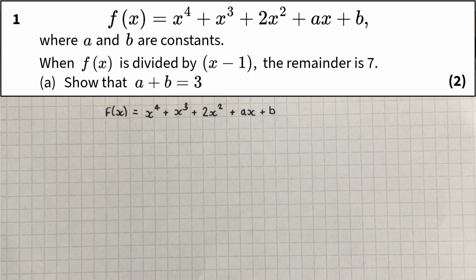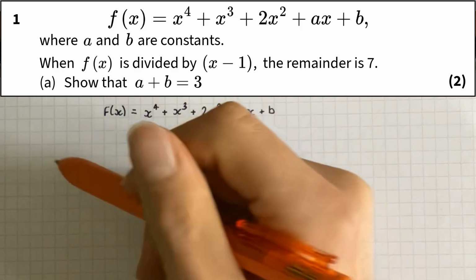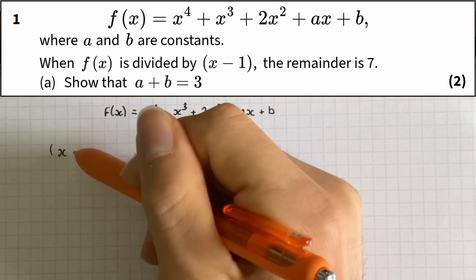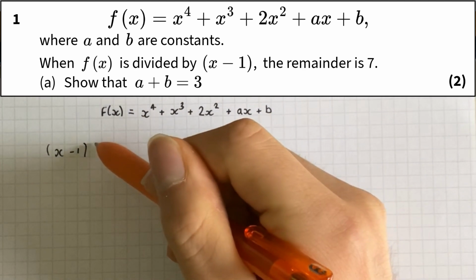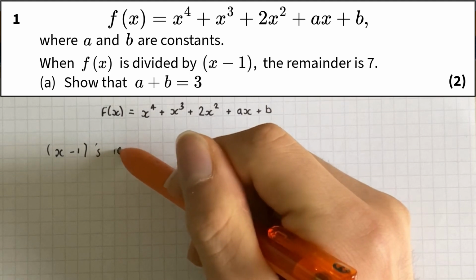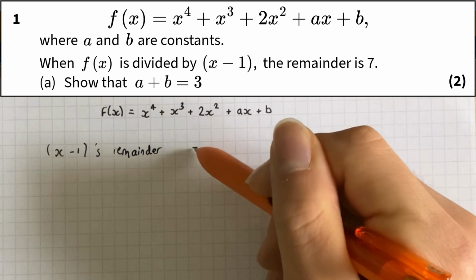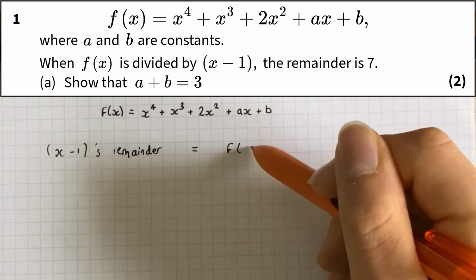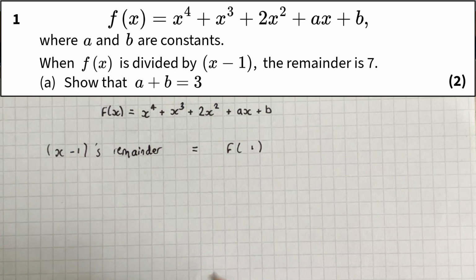In order to do this question, whenever you see something to do with division and a bracket like x minus 1, you're either doing polynomial division or you're thinking about the factor theorem. The factor theorem is going to be the easier method, and the fact that you've got to know about the factor theorem is that the remainder, when you divide by x minus 1, is going to be the same as f of the negative of the number in that bracket.